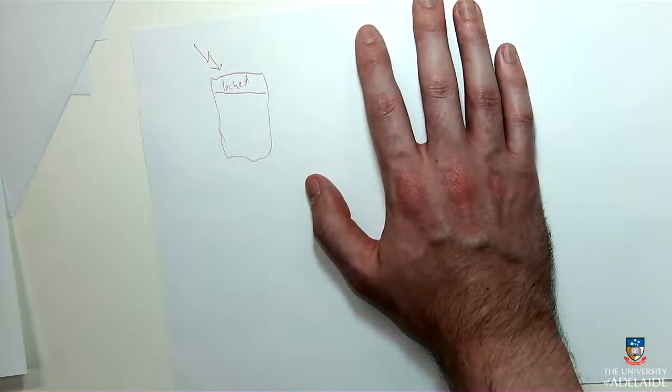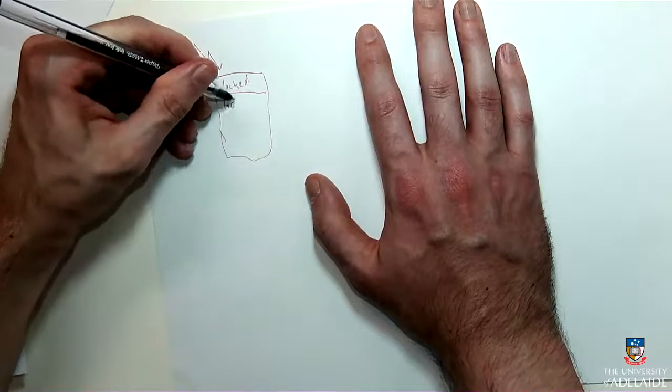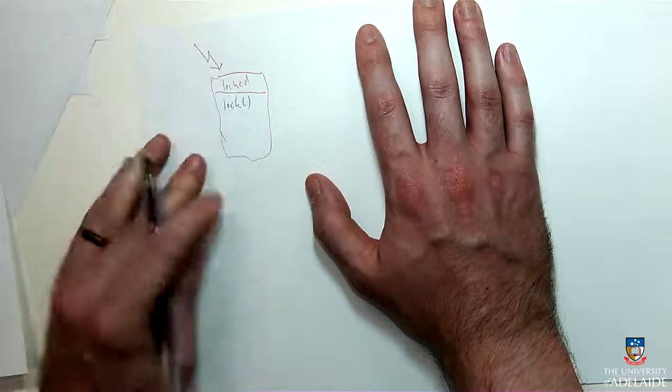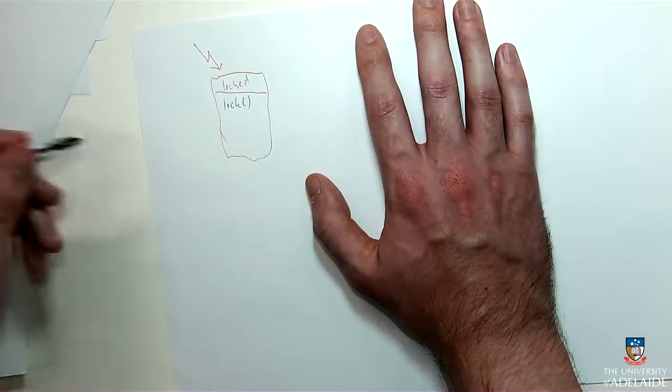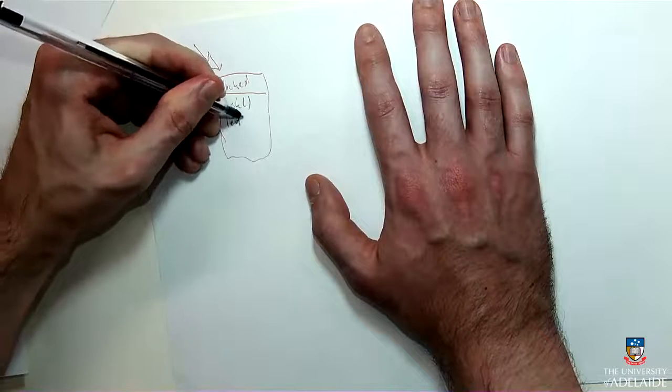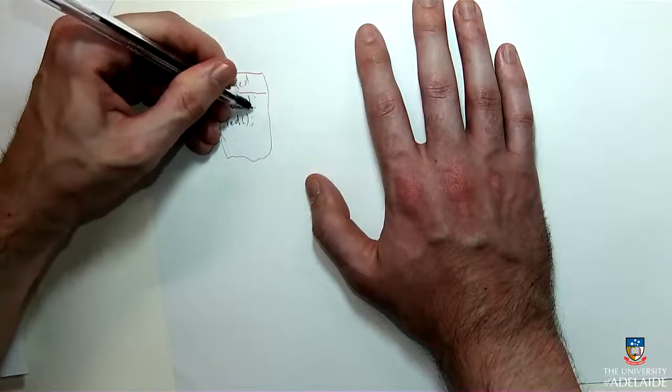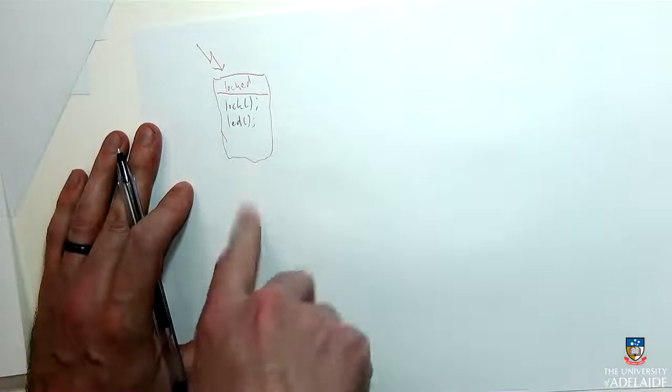So what happens when the car's door gets locked? So we call the lock function and we blink the LED once, and that's our functionality. So the system starts here.